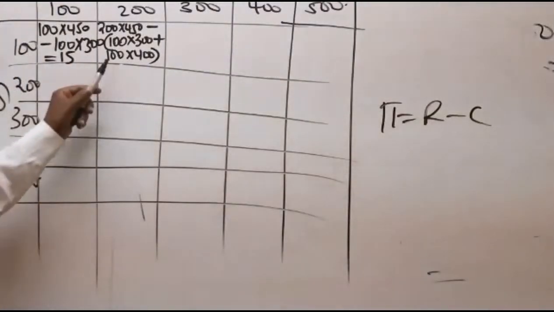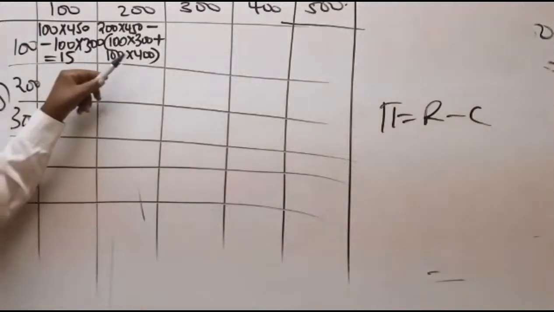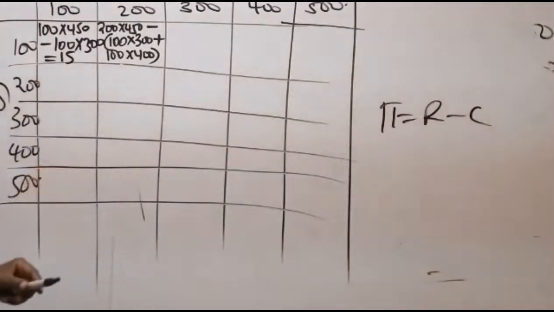So then could you kindly give me an answer for this? Kindly, for the second cell, give me an answer for that.